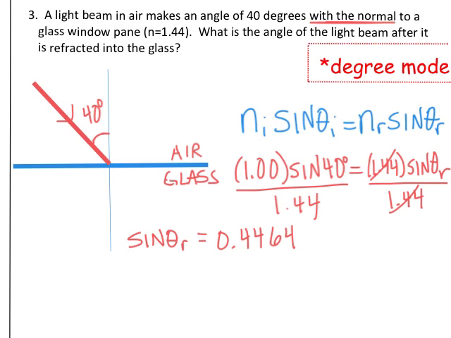But we do have one more step. See how it's the refracted angle? We want to get rid of that sine, and the way that we do that is to take the inverse sine of that number. And I'll show you how to type that on your calculator as well.